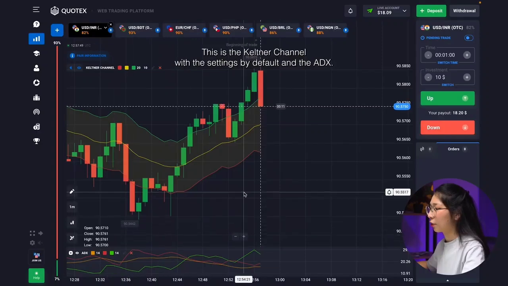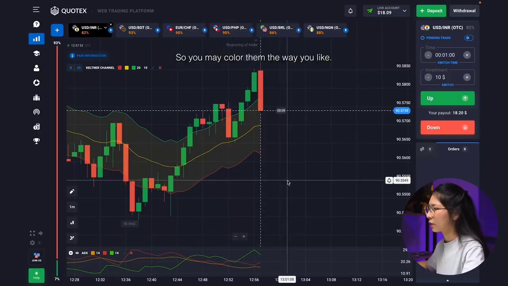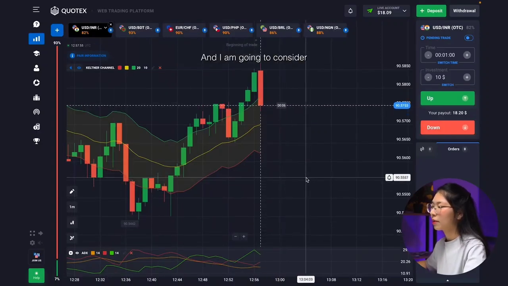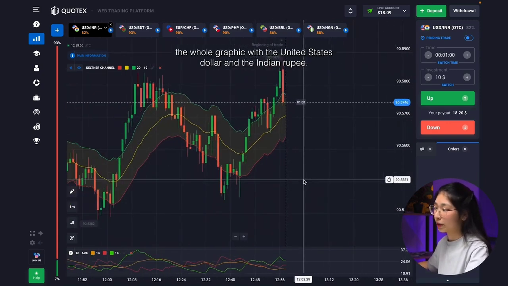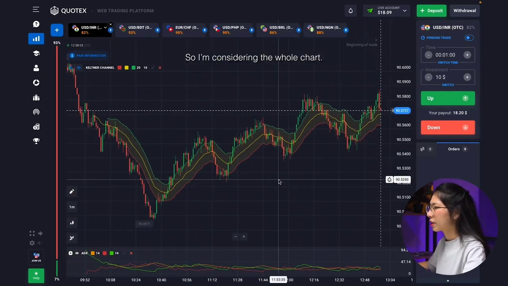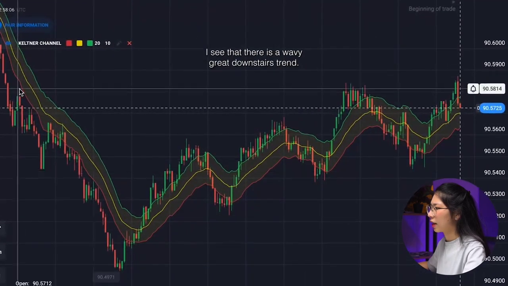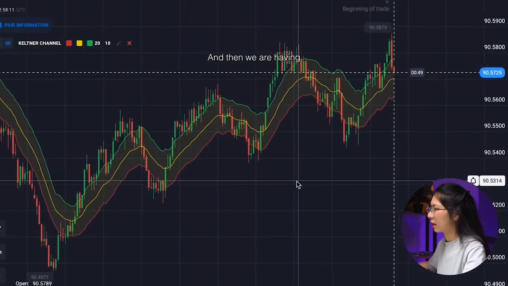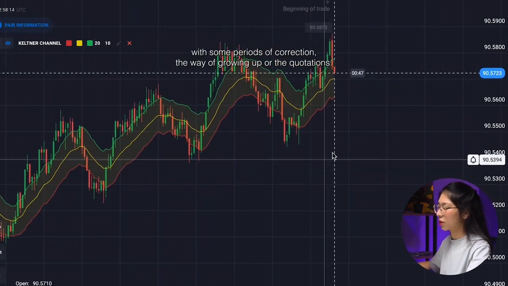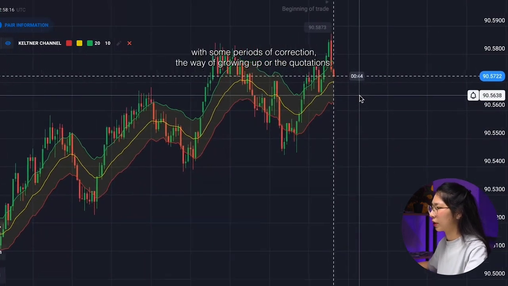Come with the settings by default and the ADX, and you may color them the way you like. I'm going to consider the whole graphic with the United States dollar and the Indian rupee. I'm considering the whole chart, and you see that there is a very great downtrend, with some periods of correction in the way of growing up of the quotations.